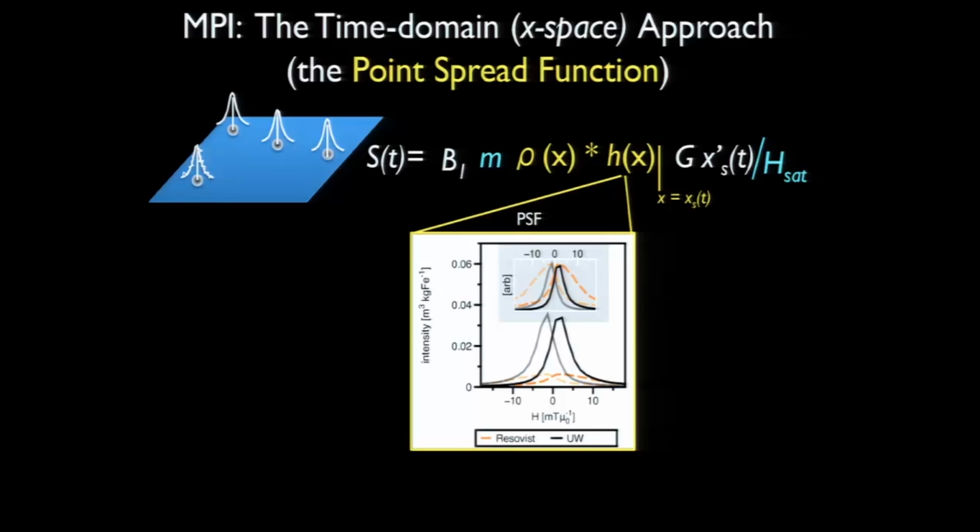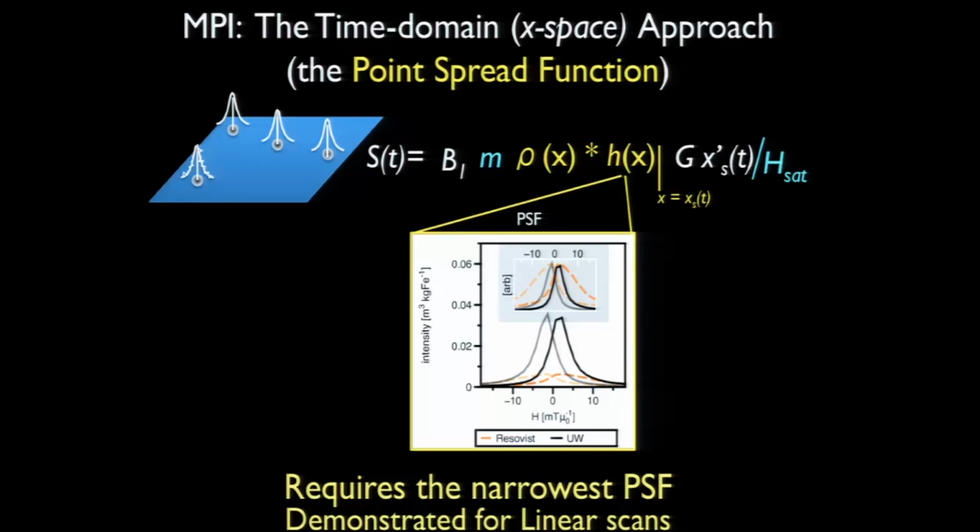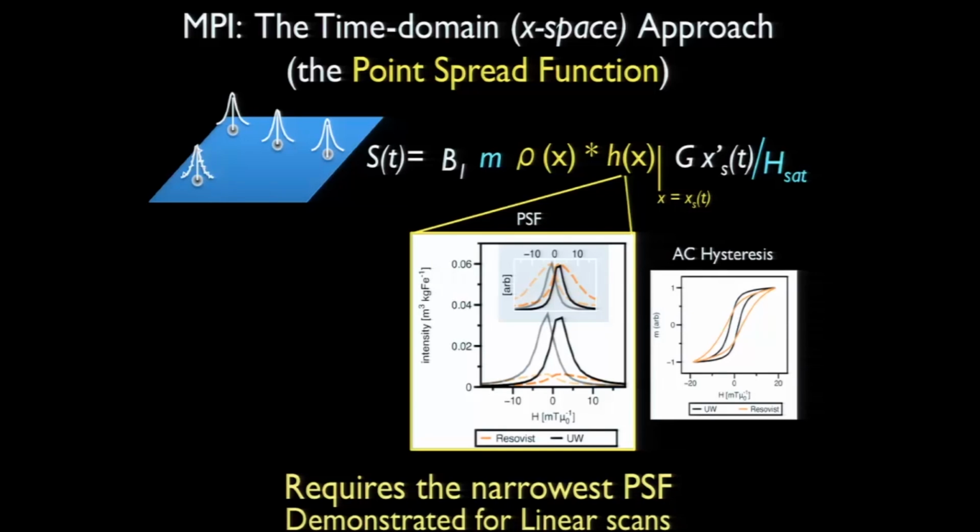And here I show you our current results. The curve in orange is the curve for Resovist. The one in black is for our particles. And you can see that we can get half the point spread function width, so we get 100% improvement. And this is, of course, where the intensity is normalized. Here is the actual intensity. So we also get probably about 6 to 8 times the signal of Resovist. Okay? And in this approach, you want the narrowest point spread function to give you the optimal performance.